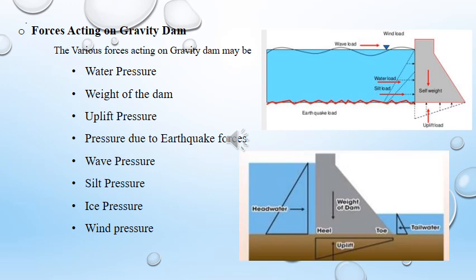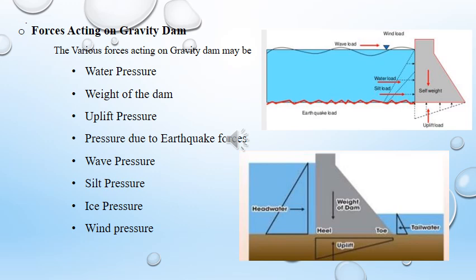Ice pressure, when the dam is located in cold countries. Some ice will be formed at the water level, so it will also exert some forces due to the variation of the temperature at this level. And also the wind blowing on the upstream and downstream side, due to this wind, also gives some forces.